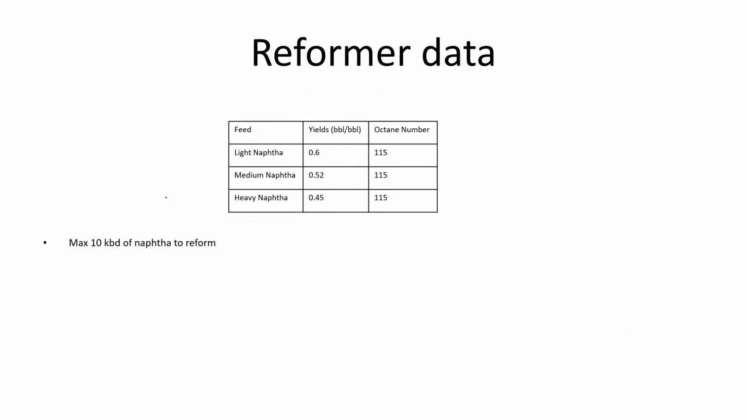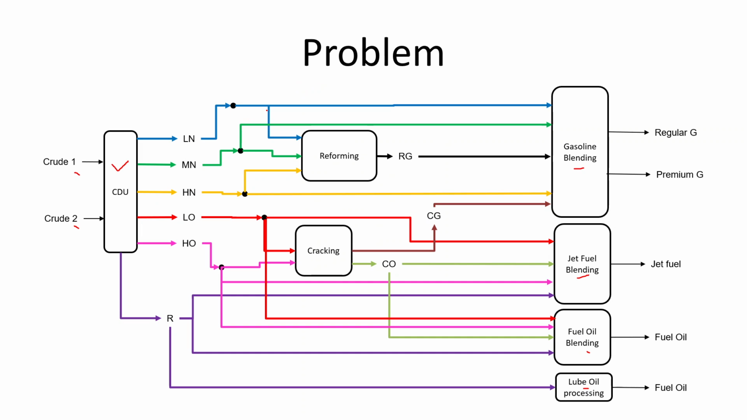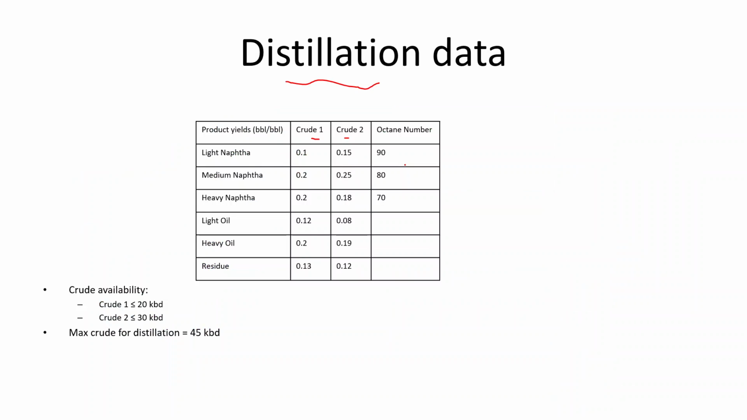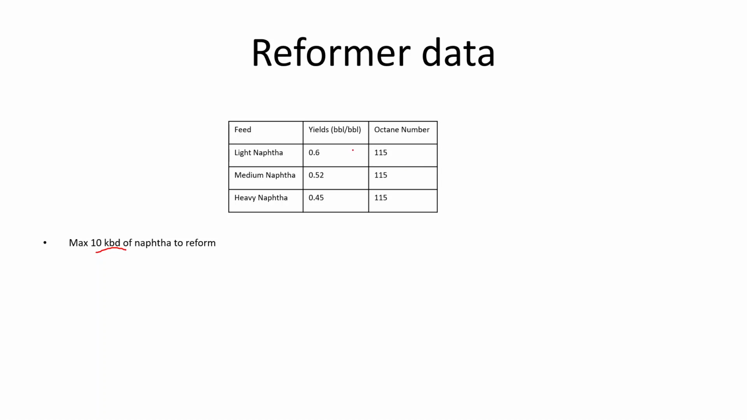And for the reformer naphtha, we have reformer data. We also have the maximum flow rate capacity of naphtha. And then for each of these naphthas, for example, if you have light naphtha and it goes to the reformer, you will generate reformed gasoline. And that reformed gasoline is as much as how much? 60%. Yeah. So 60% of the light naphtha, you can produce reformed gasoline, which is a lot. And then the heavier you go, the lower the amount of gasoline that you can produce, which makes sense, right?